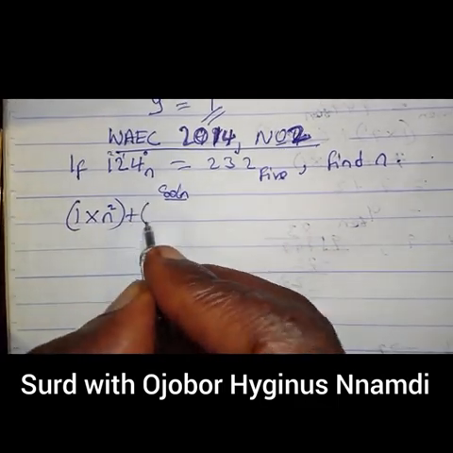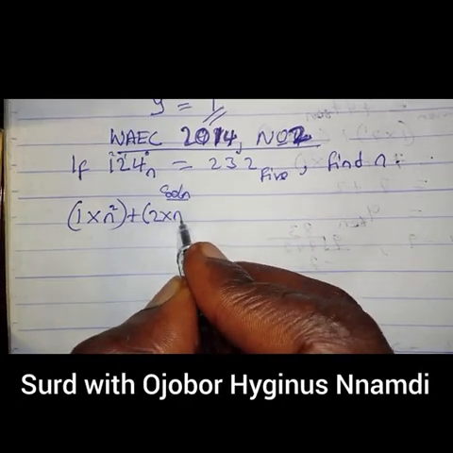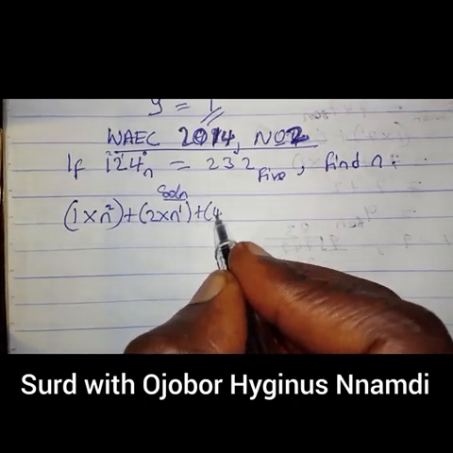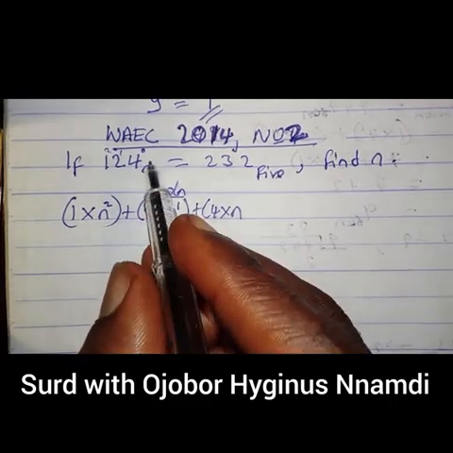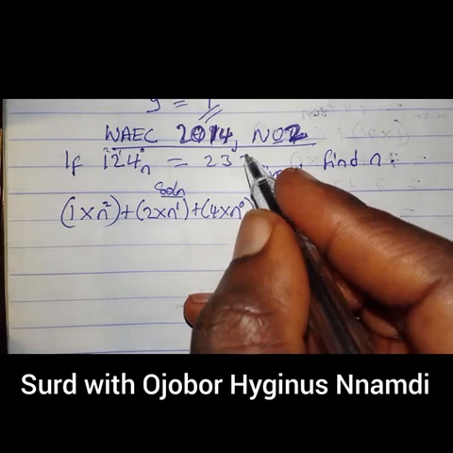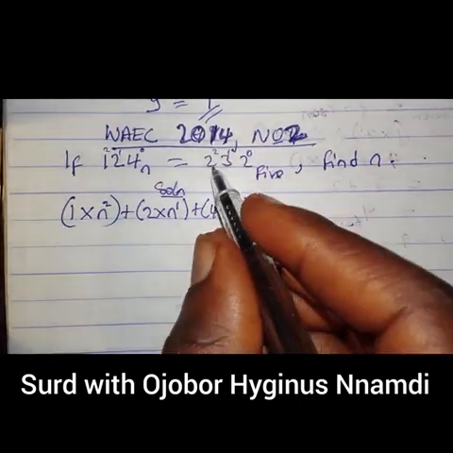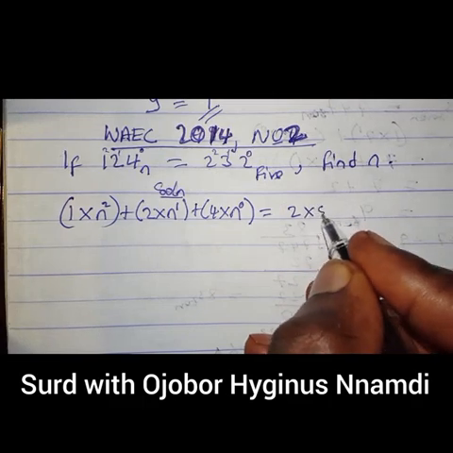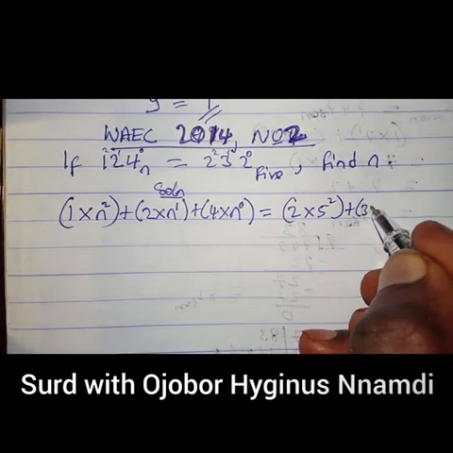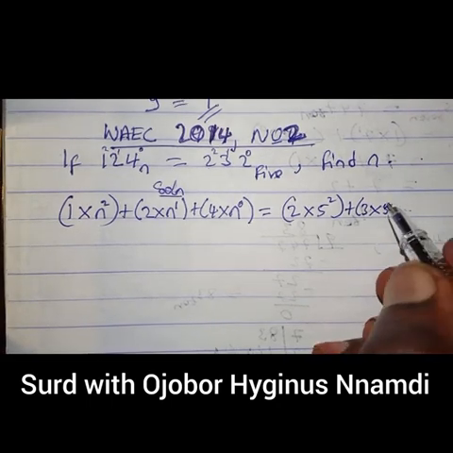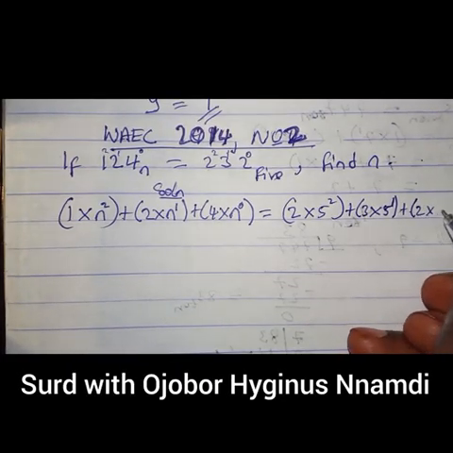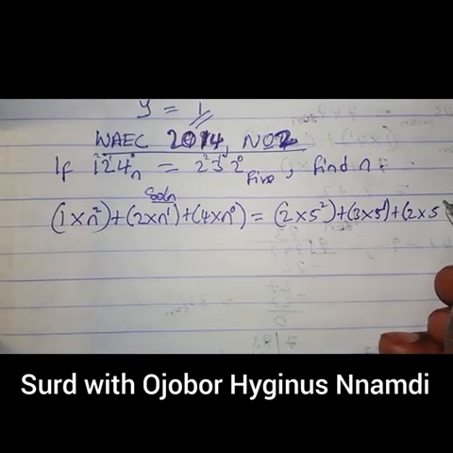The next digit here is 2, multiplied by the base n raised to power of the place value 1. The next digit is 4, multiplied by the base n raised to power of the place value 0. And we are done with the left hand side. Equal to the right hand side, we have 0, 1, 2 as well. The first digit is 2, multiplied by the base 5 raised to power of the place value 2. The next digit plus 3, multiplied by the base 5 raised to power of the place value 1. And then finally, the next digit is 2, multiplied by the base 5 raised to power of the place value 0.